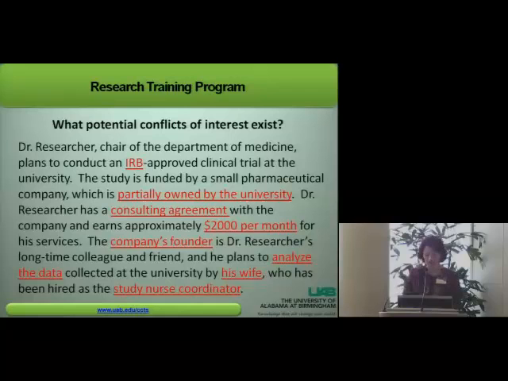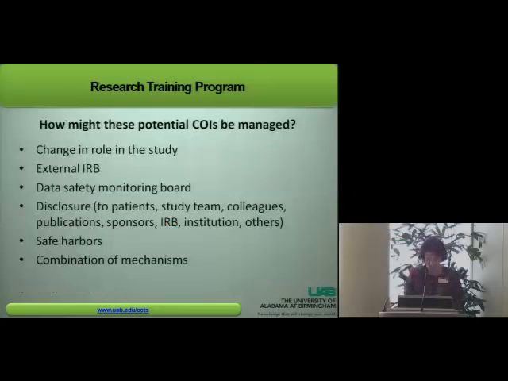The company's founder and his wife, of course, have a financial interest in the sponsor as well. If favorable results increase the value of the company, they may have a financial interest at stake there, or a potential increase there. So you can see there are a number of financial interests at play here. There are also personal relationships, but again, in terms of conflict of interest in research for this discussion, we're focusing on the financial ones. How might these potential conflicts be managed?